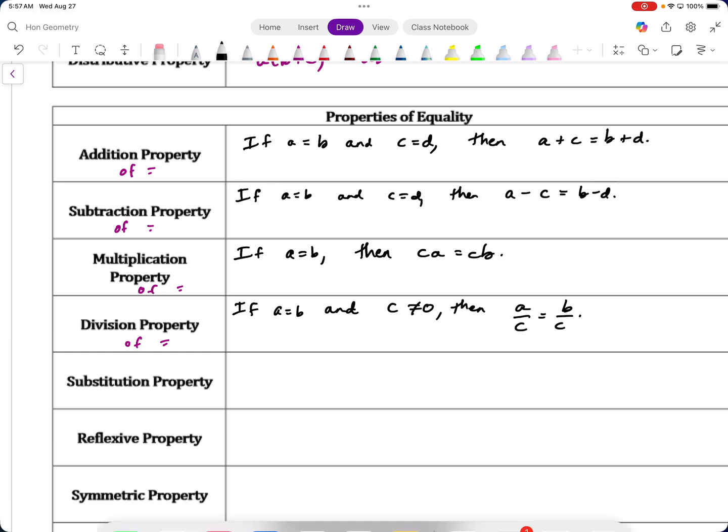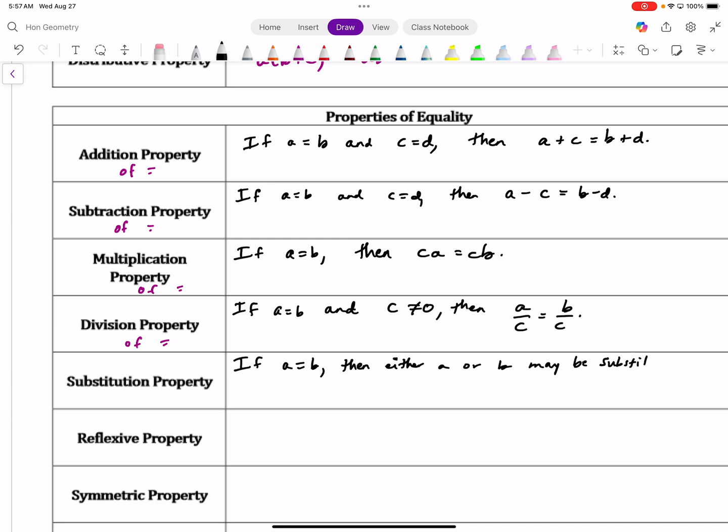Substitution property is just if A is equal to B, then either A or B may be substituted for the other in any equation or inequality for that matter.